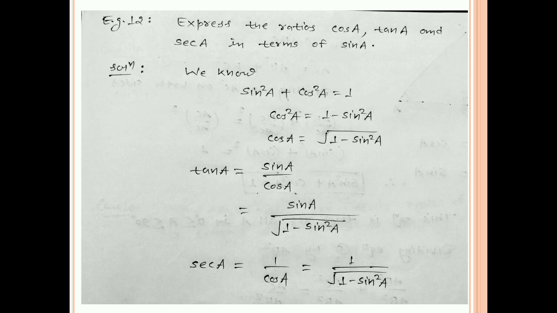So from this we can write cos square A is equal to 1 minus sin square A. So cos A will be square root of 1 minus sin square A. So in this way we can represent cos A in terms of sin A. Similarly, it is asked tan A. For tan A we can write sin A upon cos A. Cos A we already know is square root of 1 minus sin square A. So sin A upon square root of 1 minus sin square A. For sec A we know it is 1 upon cos A. So we can write 1 upon square root of 1 minus sin square A. So in this way we can write the ratios in terms of other ratios.